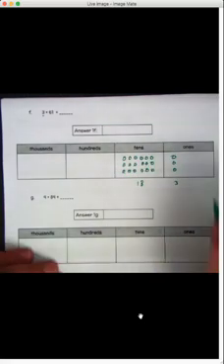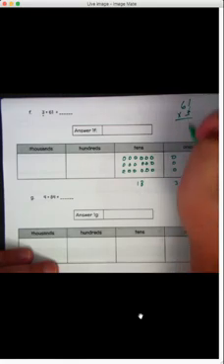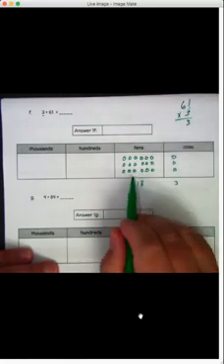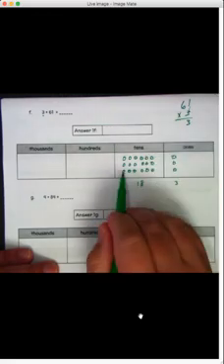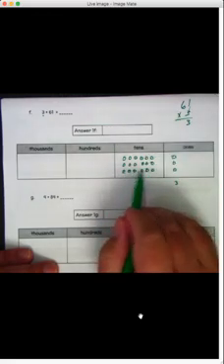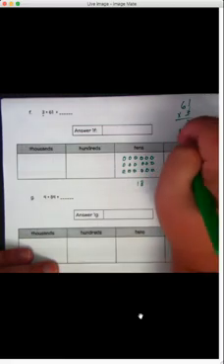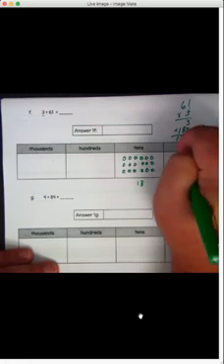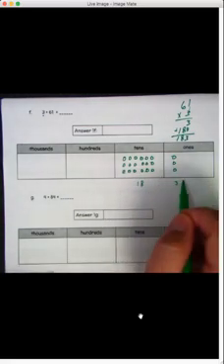Okay, well, let's write it on our algorithm. 61 times 3. 3 times those 1 ones is 3 ones. And 3 times those 6 tens is 18 tens. But remember, it's 18 times 10, which is 180. And we add them together, and we get 183.